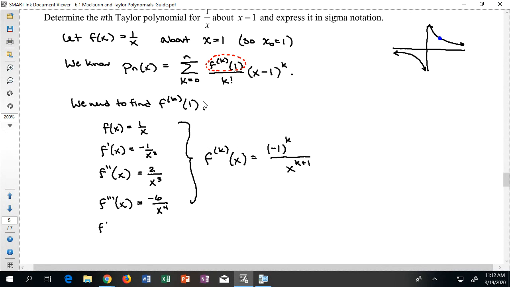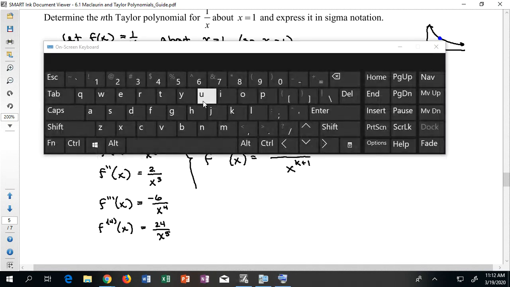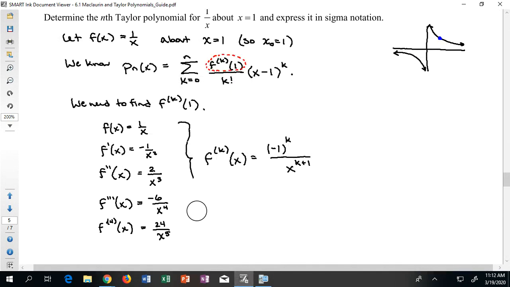If I'm not sure, I might have to try to write out a couple more of these derivatives. Notice here the next derivative, I believe, comes out as 24 over x to the power of 5. Whoops. And so if I was to go ahead and try to generalize this, can you notice any pattern between those numbers and numerators of the fraction?